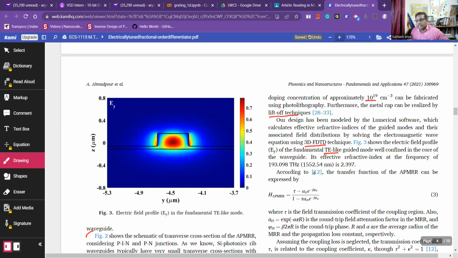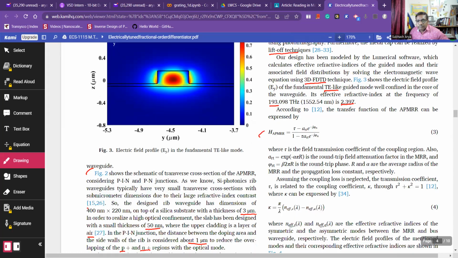Its effective refractive index at the frequency of 193.098, that is 1552.54 nanometer, is 2.397. According to 12, the transfer function of an all pass RRA can be expressed by this.